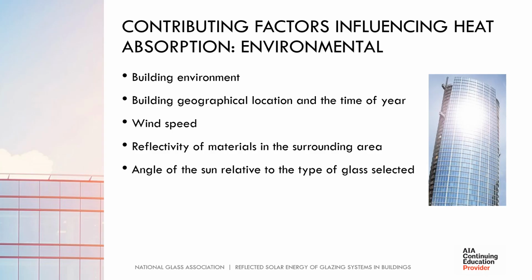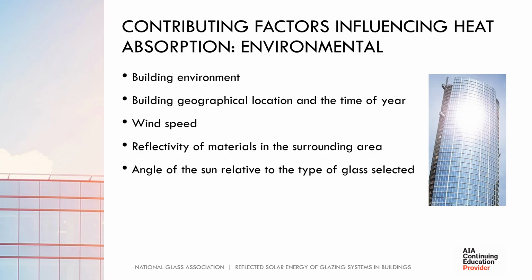The environment in which the building is located and the incident solar energy both influence heat absorption. Depending on the building's geographical location and the time of year, the intensity of solar radiation and the resulting ambient temperature can vary significantly. Furthermore, wind speed and the reflectivity of materials in the surrounding area also affect the temperature of building materials. As an example, direct and diffuse solar radiation can raise the temperature inside the insulating glass unit and affect its level of deflection.